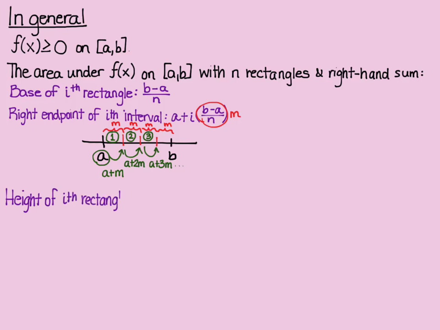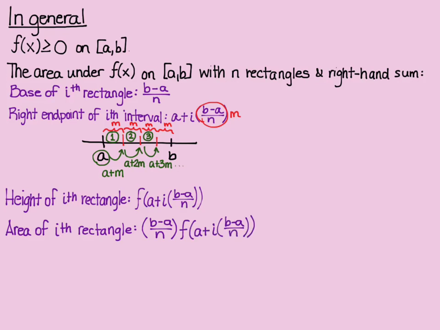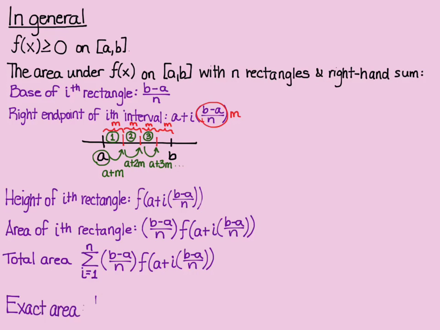The height of the ith rectangle is given by f of whatever the right endpoint is, so f of a plus i times b minus a over n. And finally, the area of the ith rectangle is just the base, which is b minus a over n, times the height, which we just said is f of a plus i times b minus a over n. We then find the total area by adding up, from i going from 1 to n, because i counts the rectangles, the area of the ith rectangle. And this is the approximate area under the curve.